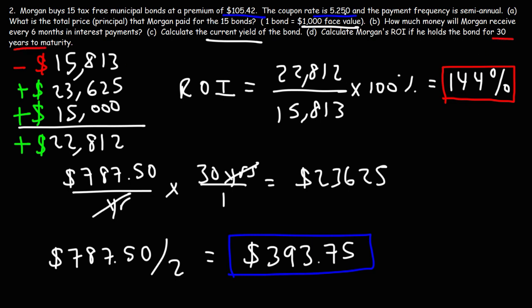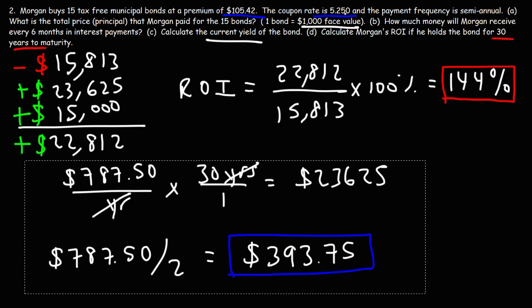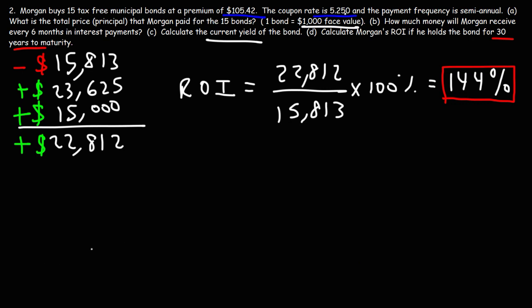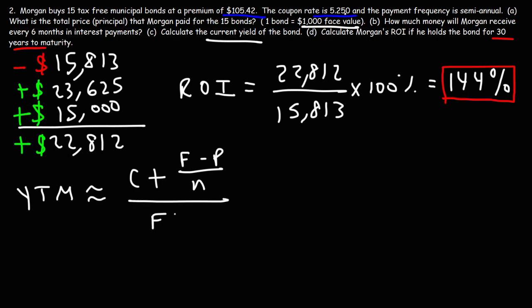Now, before we end this problem, let's talk about how to calculate the yield to maturity. The yield to maturity is an annual return that you can expect from earning from the bond if you hold it to maturity. Now, the formula that you could use to estimate the yield to maturity is this formula. It's equal to C plus F minus P divided by N, over F plus P divided by 2.